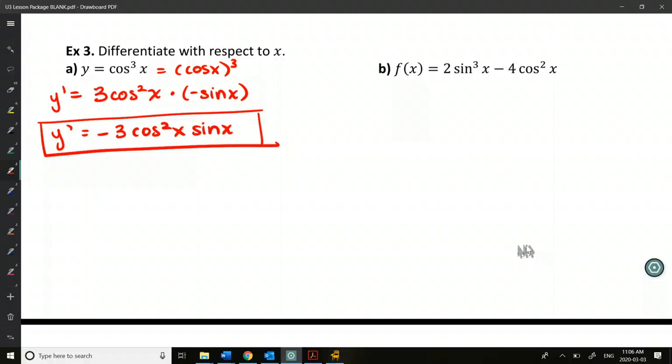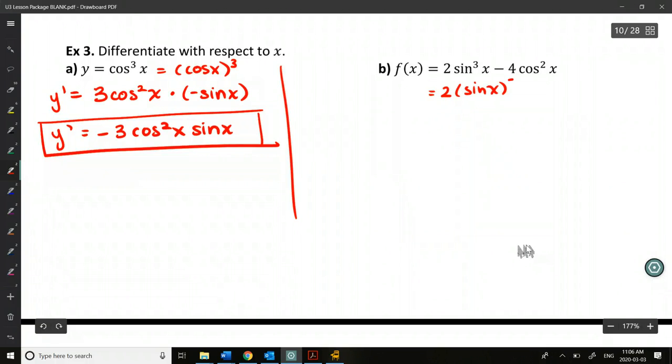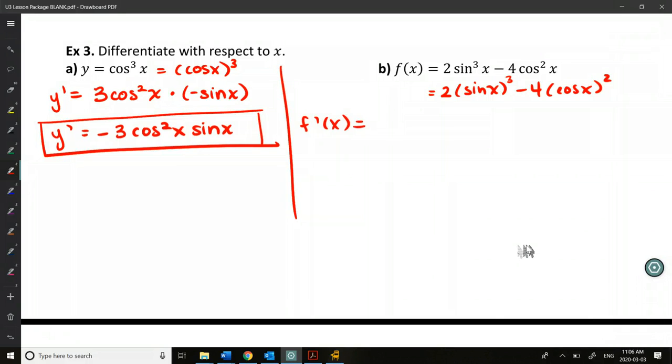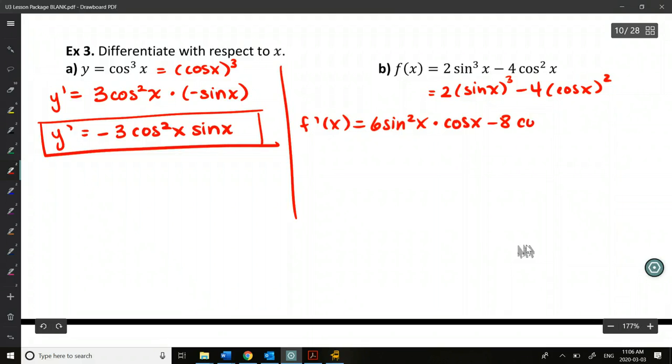Okay, next one. Let's think of this as 2 times sine x cubed minus 4 times cos x squared, like so. Okay, who wants to try the derivative of this one? Anita? 6 sine squared x plus x minus 8 cos x times negative sine x. Perfect. Awesome.